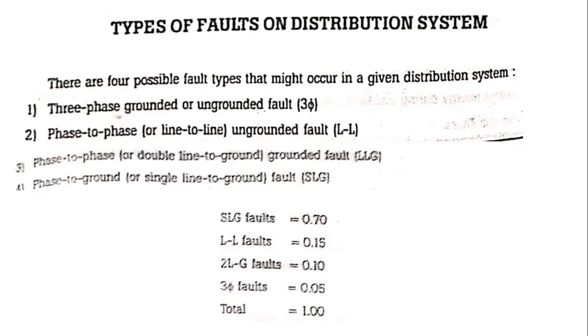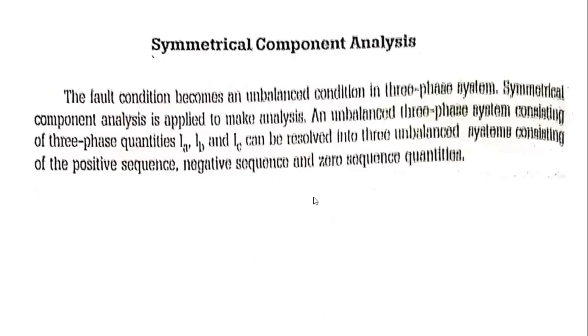But permanent faults are very severe faults. They occur rarely, but they cause high damage to the system. We obtain different types of faults: single line to ground, line to line, double line to ground, and three-phase faults. Single line to ground faults are the most commonly occurring faults. And this is the symmetrical component analysis.